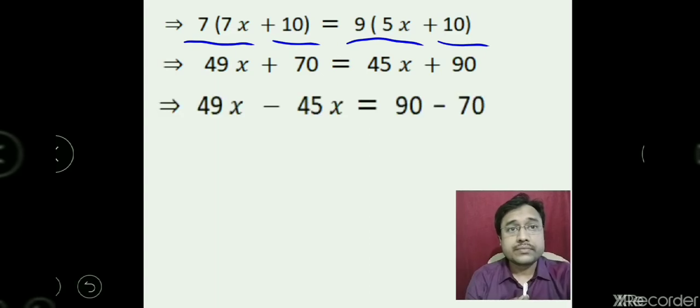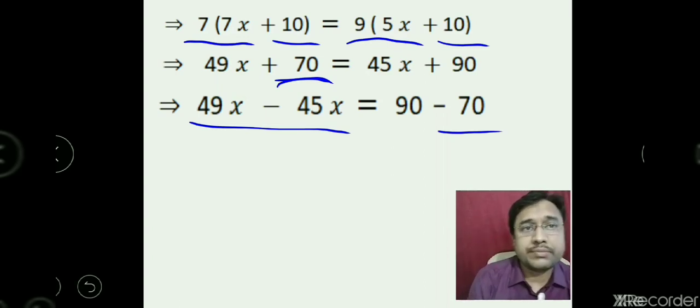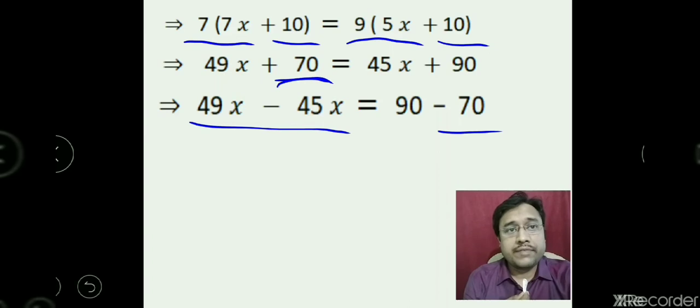Then change the side, 45x, take it on the left side. Then 49x minus 45x is equal to 90 minus 70. This 70 also we will take on the right side. So 90 minus 70, its sign will change. On the left side it is plus 70, then on the right side you will write minus 70. That means on the right side it will be subtracted, because on the left side this 70 you are adding, so on the right side you will subtract 70.